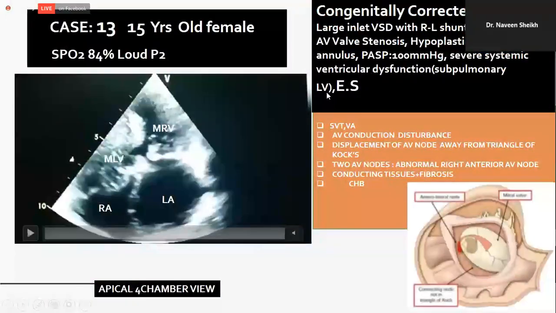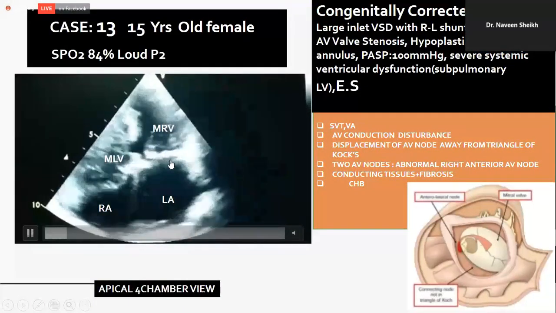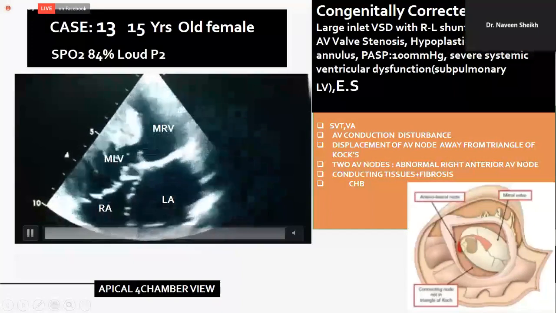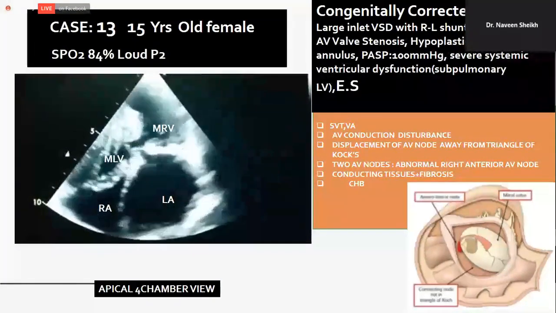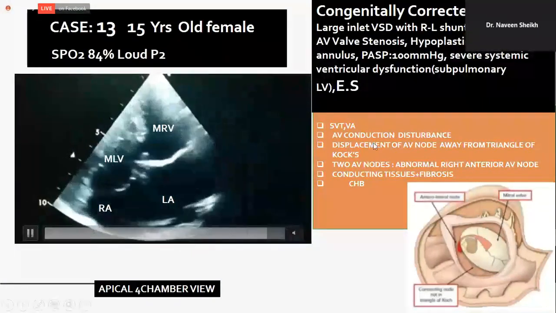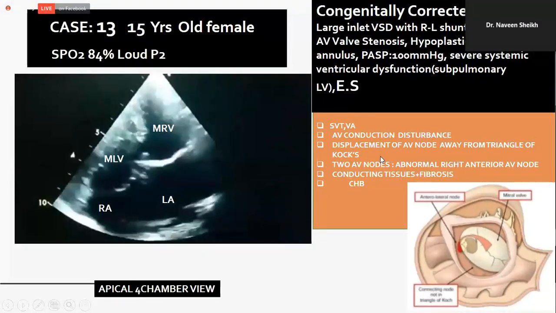My next case is a congenitally corrected TGA. Saturation was 84. So this is congenitally corrected TGA with right to left shunt with Eisenmenger. Cause of death is AV conduction disturbance with heart block.